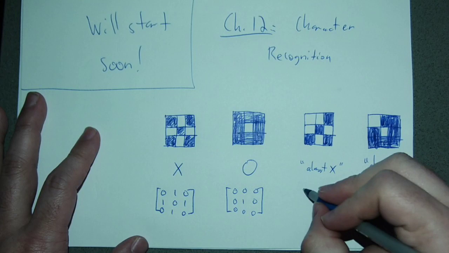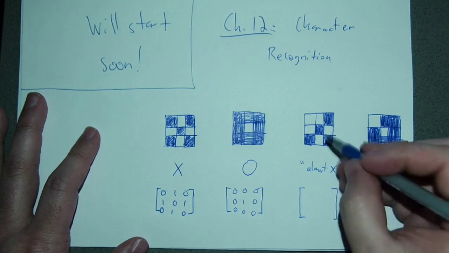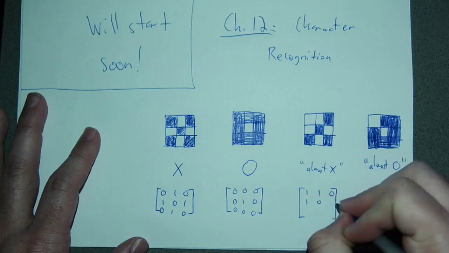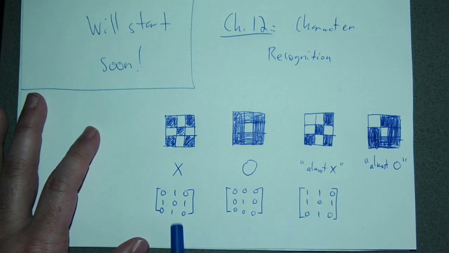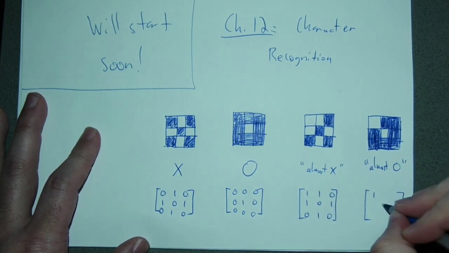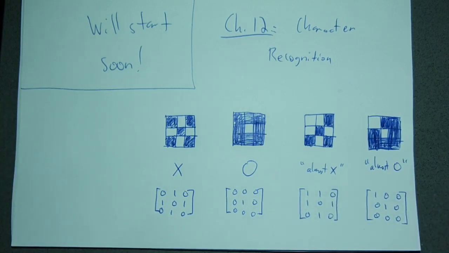Okay. Similarly, this matrix is going to be 1, 1, 0, 1, 0, 1, and 0, 1, 0. So this is almost this matrix, except instead of having a 0 here, there's a 1 here. And lastly, this almost O only has 1s there and 0s everywhere else. All right, so there's my matrices.